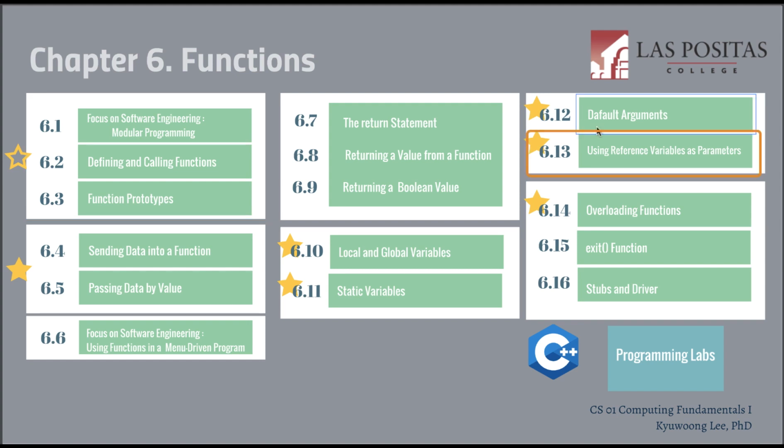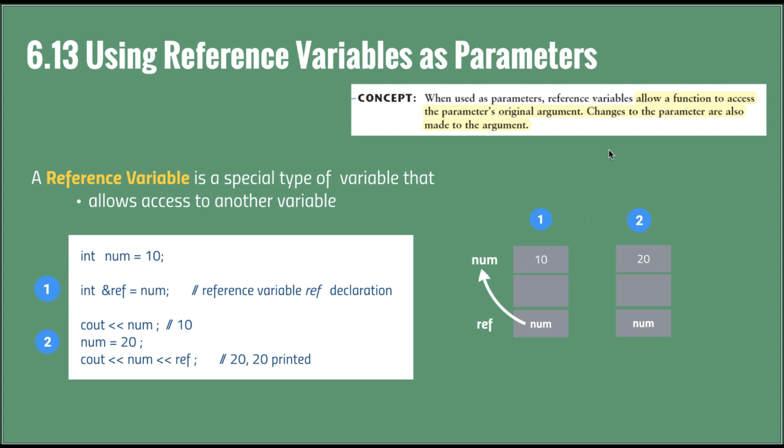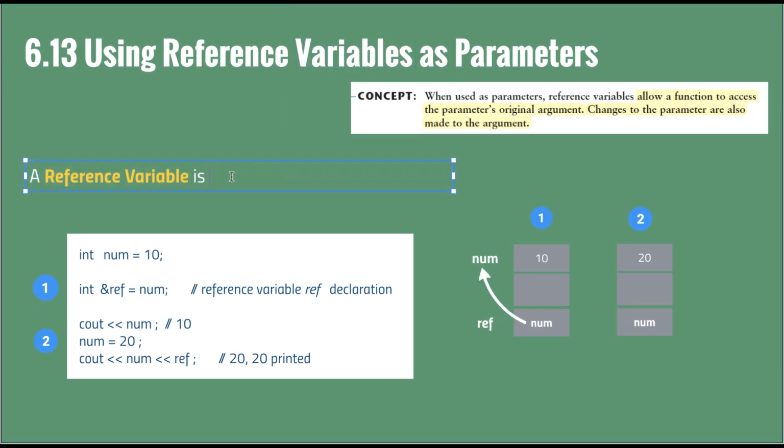This video has the topic 6.13, using the reference variable as parameters. A reference variable is a special type of variable that allows access to another variable.